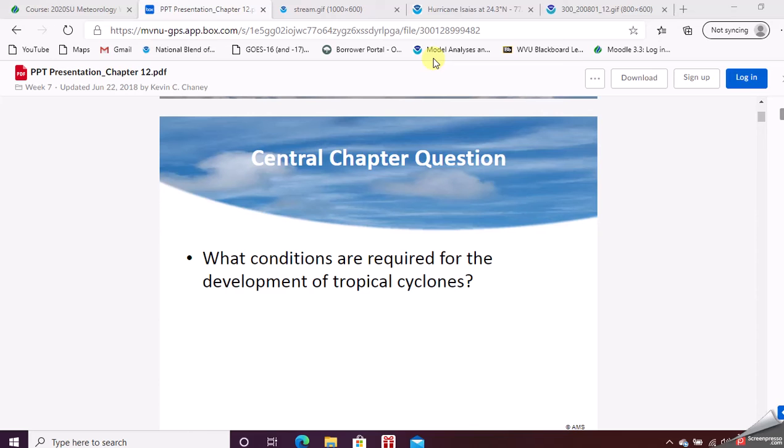This week we start talking about tropical weather. We're moving out of the mid-latitudes and down into the tropics. So what does that mean exactly? What conditions, for example, are required for development of tropical cyclones?